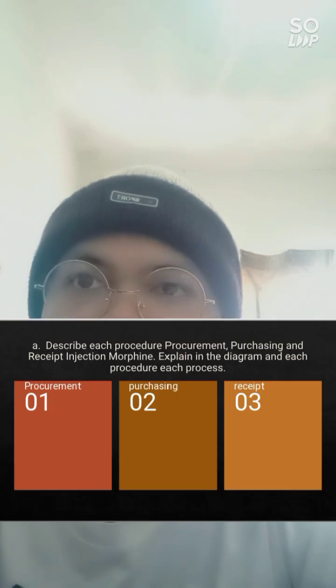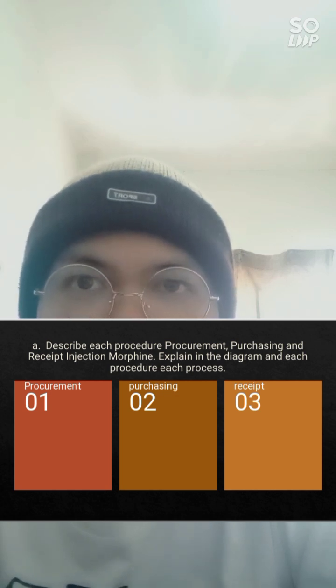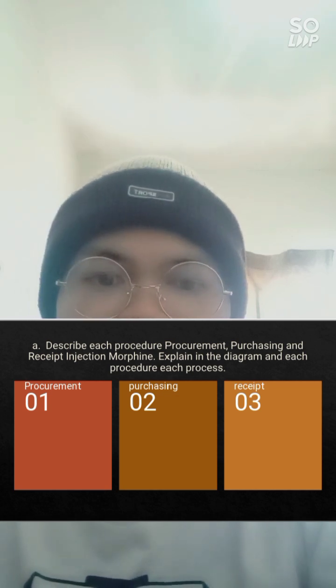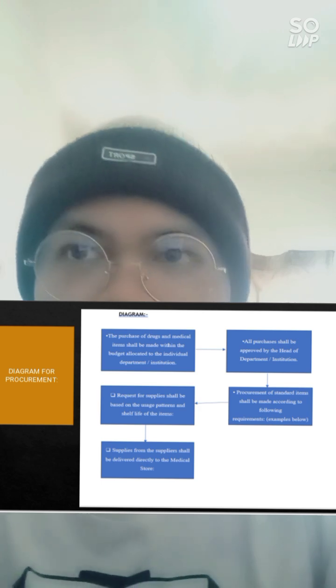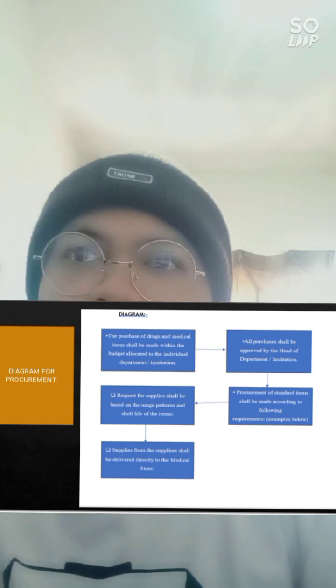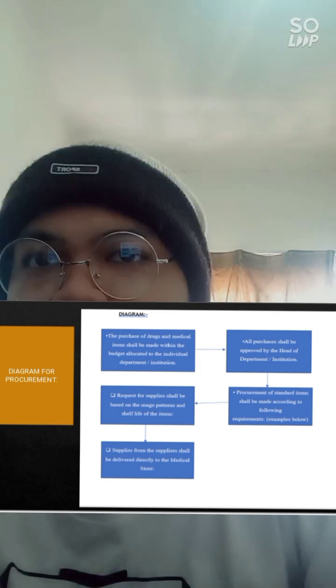And the first question will be: describe each procedure, procurement, purchasing, and receipt, for injection morphine. And I have to explain in the diagram each procedure for each process. So first, this will be the example of the diagram of the procurement. And as you can see here, from the diagram, it has at least 5 steps to do. So we will discuss that further.